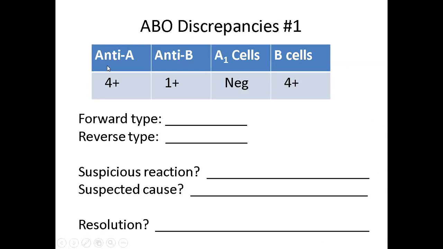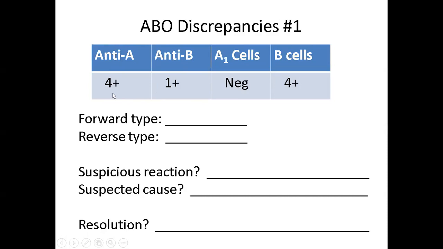So we have the results of our forward typing here. We see a 4+ reaction with anti-A, and we see a 1+ reaction with anti-B. Always what you want to do is break your forward and reverse typing down into two distinct components. First, based on forward typing alone, what does this patient type as?